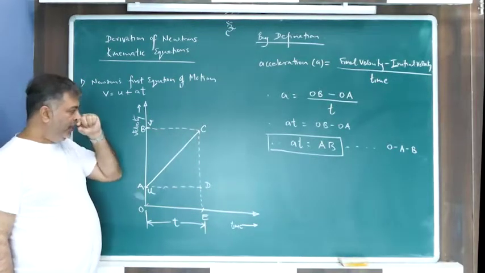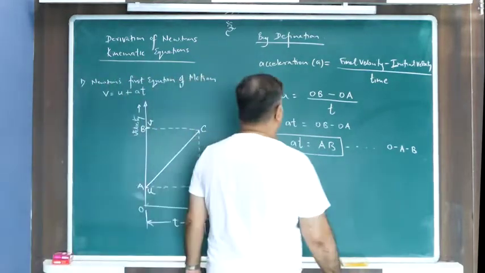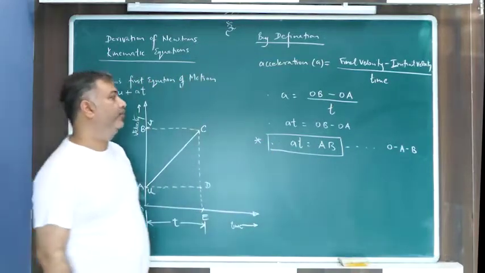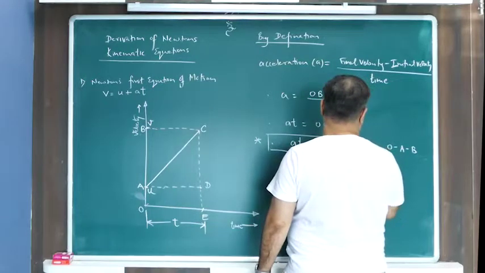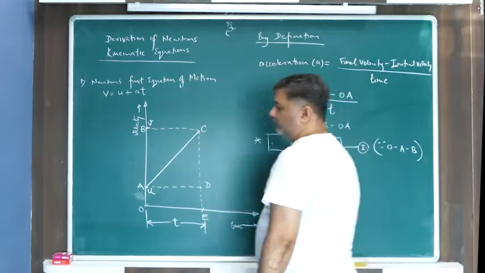So I got AB is equal to AT. Remember this. This is your equation which you're going to need later on. Alright? So this is Roman number 1. Since this is the reason.